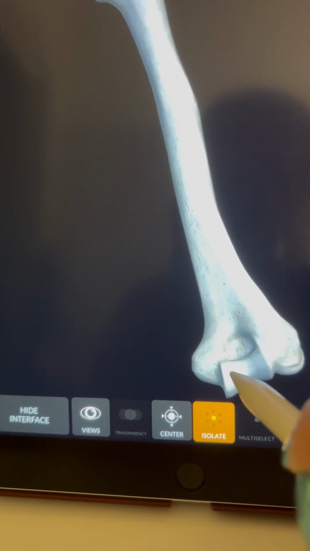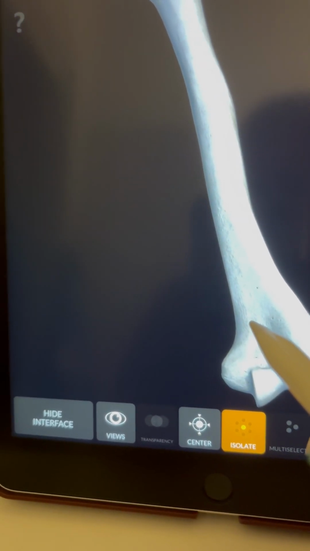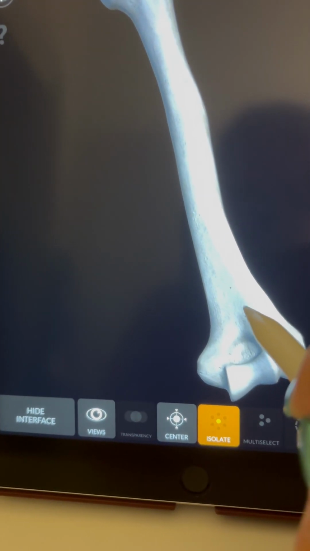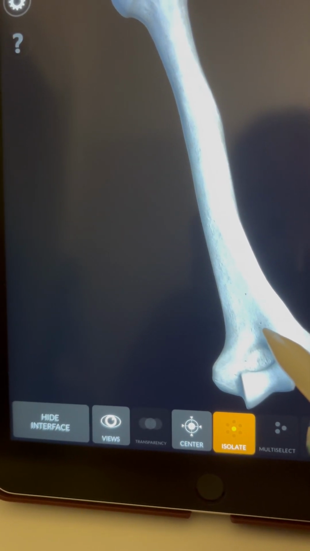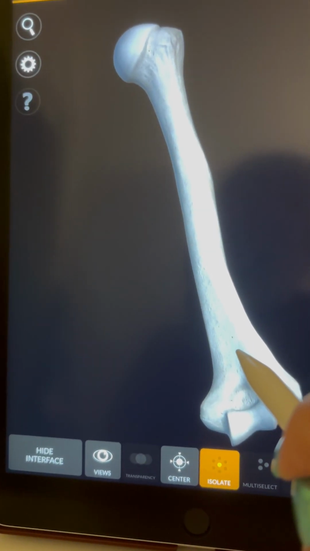And then if you were to turn it over, this here is called the olecranon fossa. And then you see these little dots here. Those are called nutrient foramina. That's where blood vessels go into the long bones.